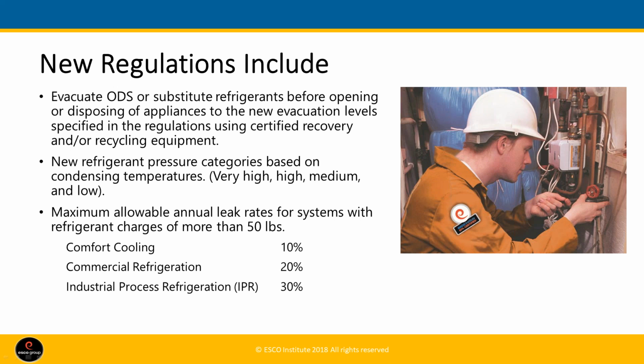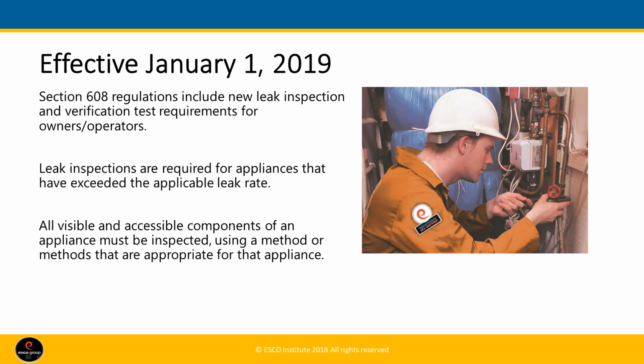Now we have 3 annual allowable leak rates for large equipment as opposed to the previous 2. Comfort cooling is 10% maximum, commercial refrigeration 20% maximum, and then industrial process 30% maximum. Before, comfort cooling was 15%, and then commercial and industrial was 35%. So they made it a little bit easier by just coming up with the 3, and then the leak repair methods and calculations were changed so that it would be a little easier to keep track of.